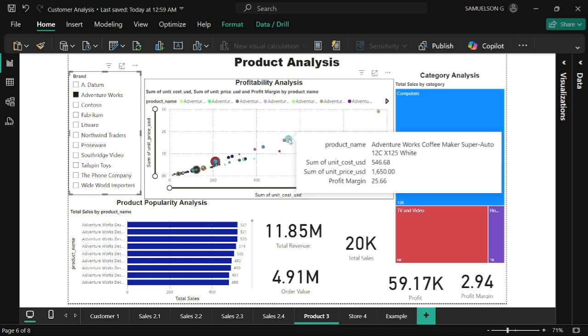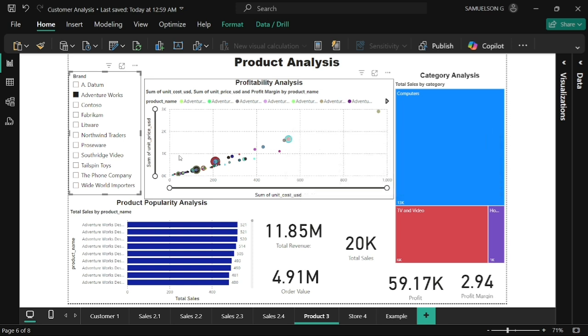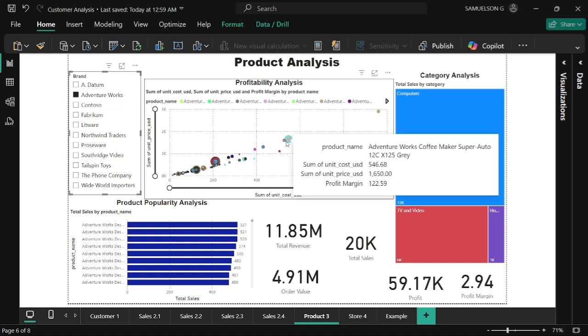Adventure Works Coffee Maker Super Auto has the highest selling rate. You can see its unit cost is only 546 and we sell it in the electronic store for 1650. Oh, it's a profitable one. Nice, right? It's totally profitable.